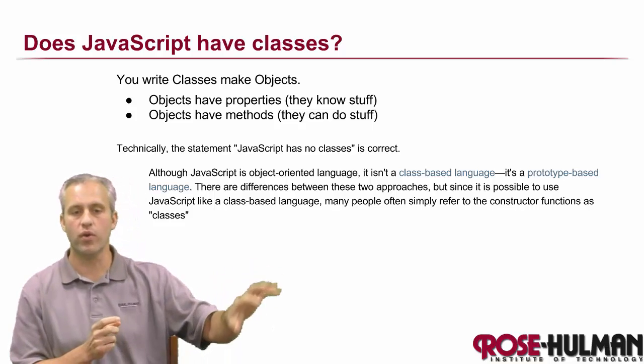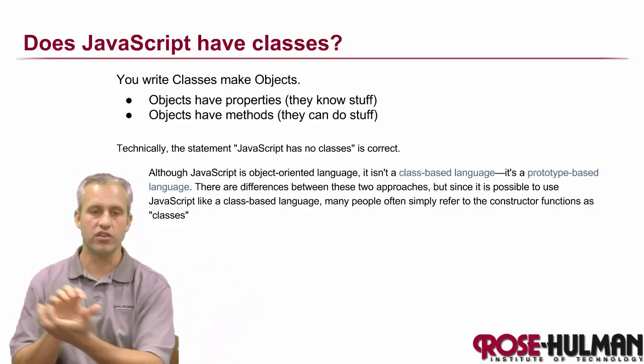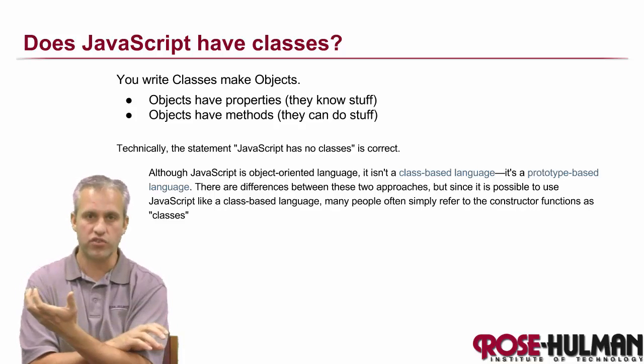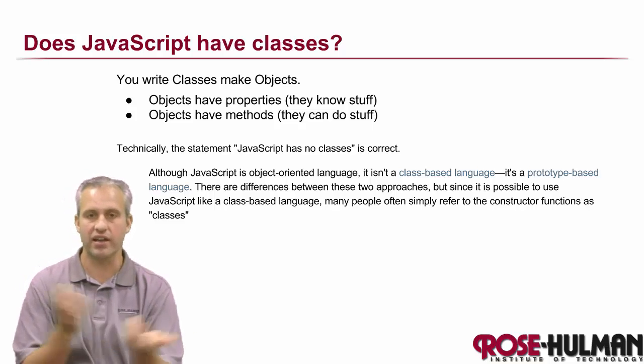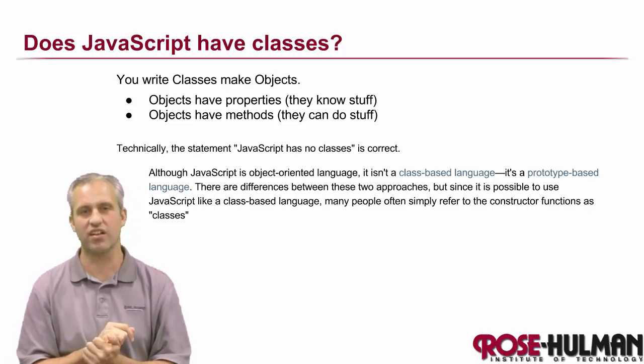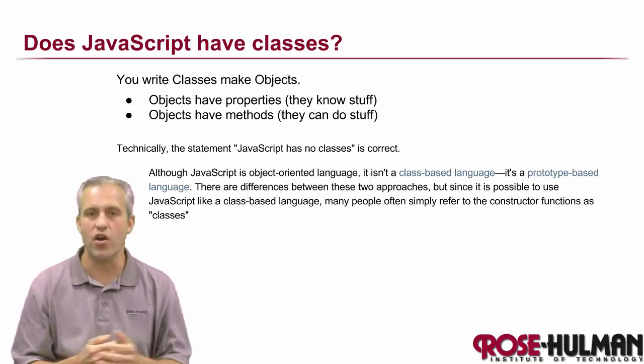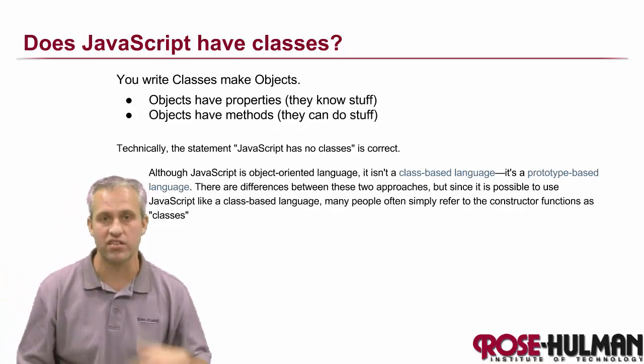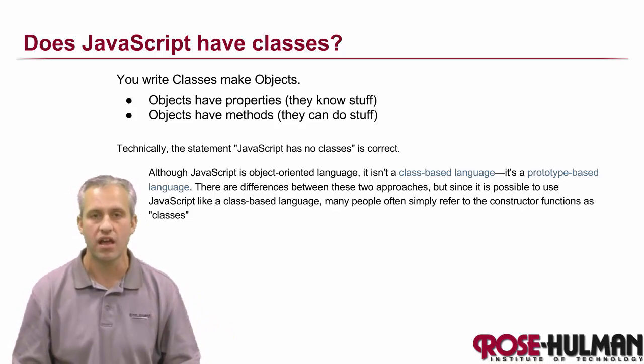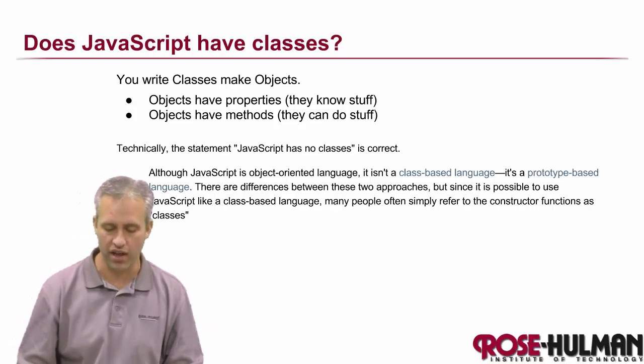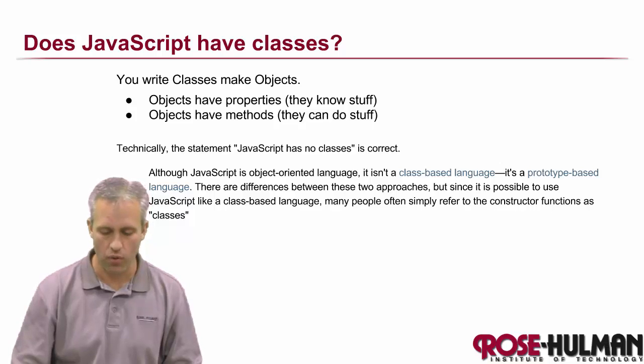But due to the way there's this thing called a prototype, you can create objects that know stuff and can do stuff. So yeah, I can create objects. But technically, is it a class? Well, no, but I'm going to call it a class just because that's the language that I'm kind of used to speaking from other programming languages that I look at. So let's go figure out what we're going to write.